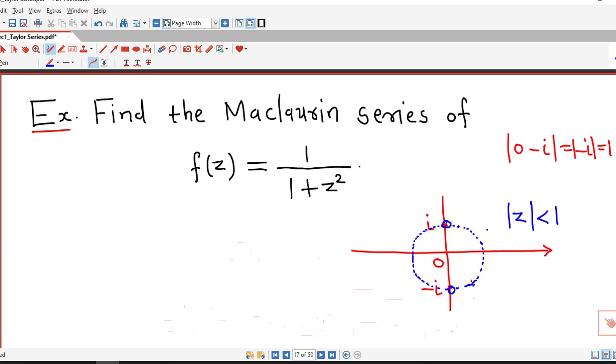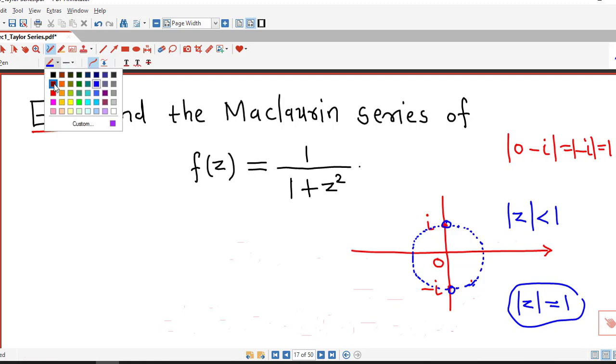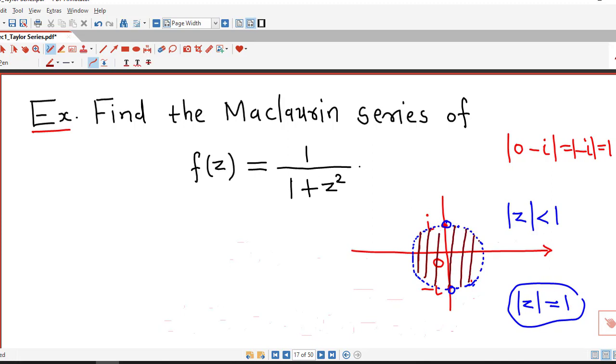These 2 points are on the boundary of the circle mod z equal to 1. So we are not having any points inside the circle mod z equal to 1 at which this function is not analytic. So that means this function is analytic at every point in the open disk absolute value of z less than 1. So therefore we can talk about Taylor series of this function at z equal to 0 in the open disk mod z less than 1.